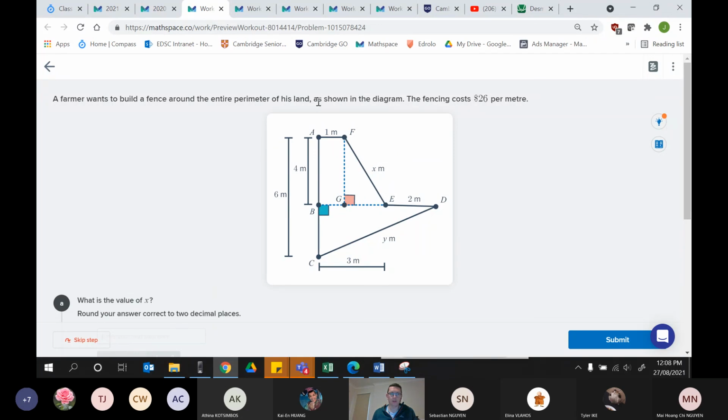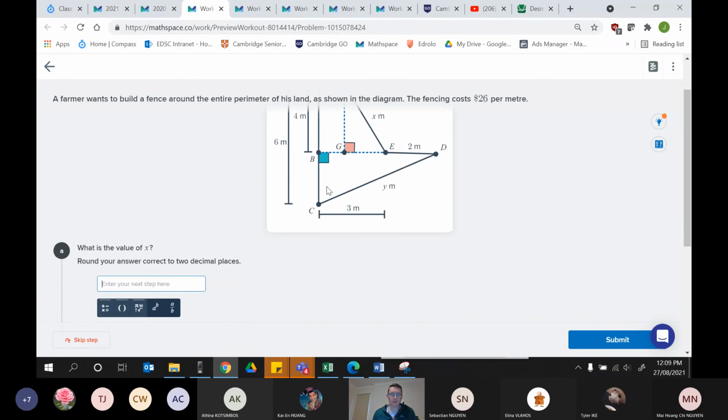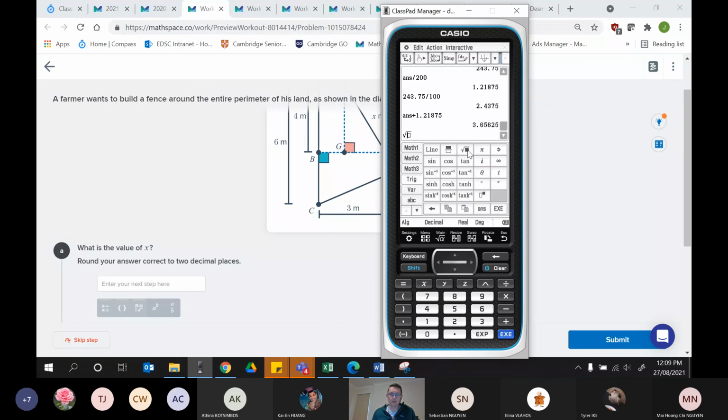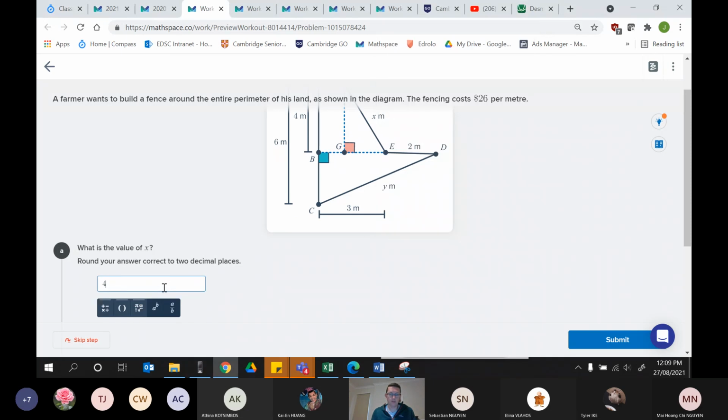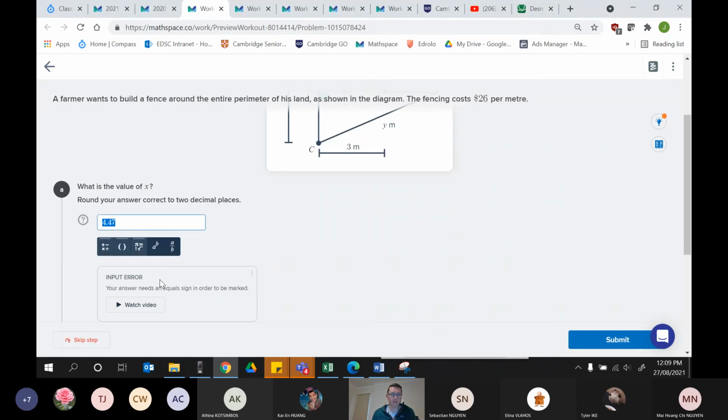If I want to build a fence around the entire perimeter of his land as shown in the diagram, fencing is $26 per meter. What is the value of X? So to find out, X is here. You can see that that's going to be 2, and that's going to be 4. So 2 squared plus 4 squared is going to be 4 and 16. That's going to be 20, the square root of 20, round your answer. 4.47, which makes sense. Oops, X equals.